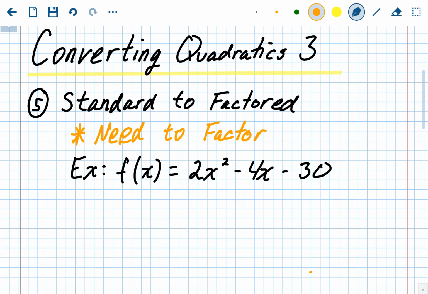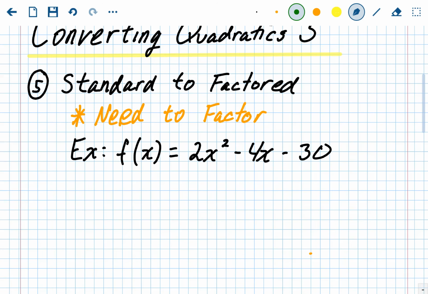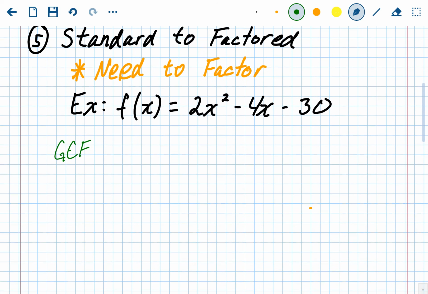F of x equals 2x squared minus 4x minus 30. Now again, factoring never goes away. It's always going to keep coming back. Remember the first step to factoring. The first step to factoring is always look for a GCF. And this one does have a GCF. It has a GCF of 2.